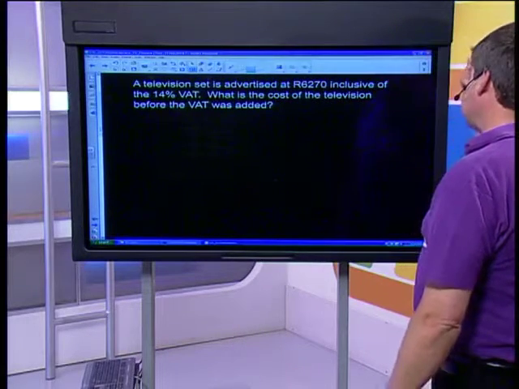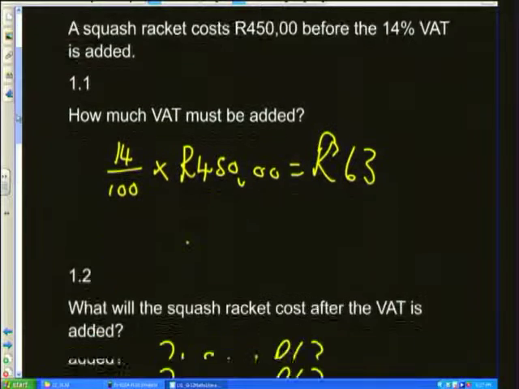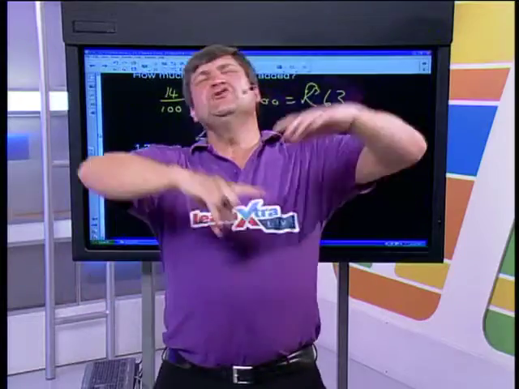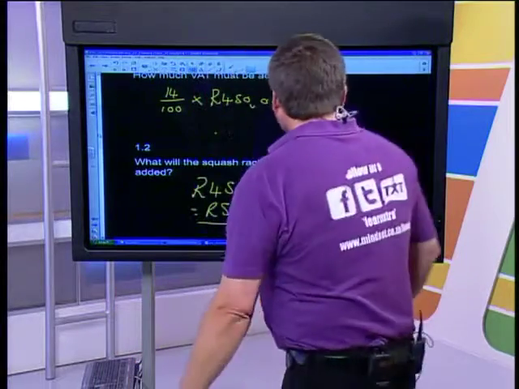A television set is advertised at 6,270 Rand inclusive of the 14% VAT. What is the cost of the television before the VAT was added? Now, folks, before I do that, I'm going to go back to this question and show you a little bit of magic. There's a huge mathematical explanation for this, but I don't want to go into it. Just remember the following.